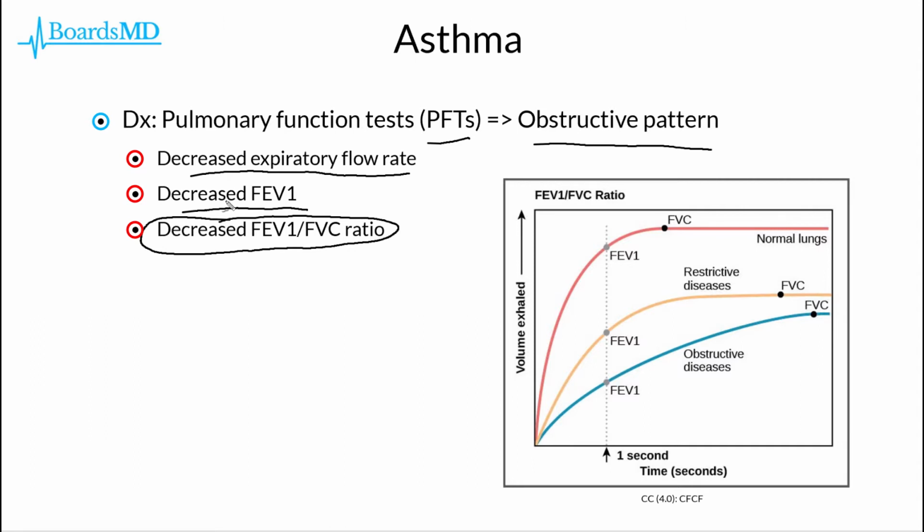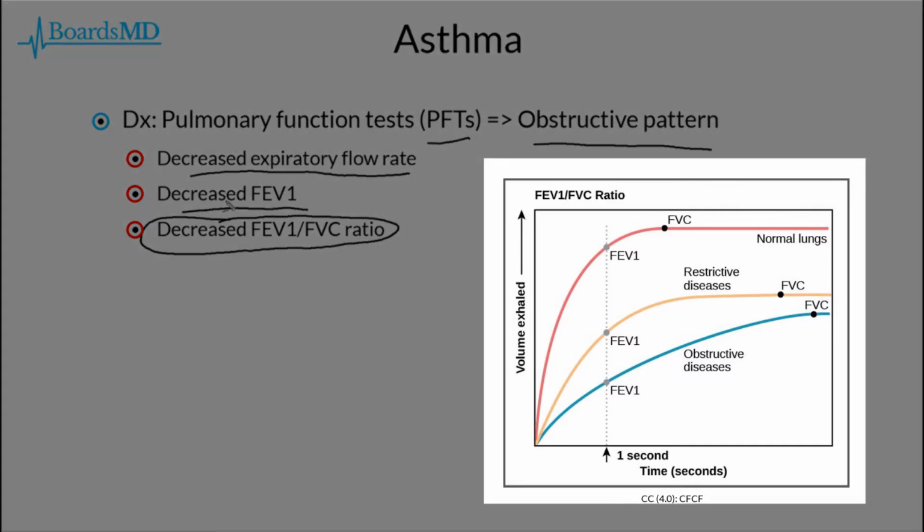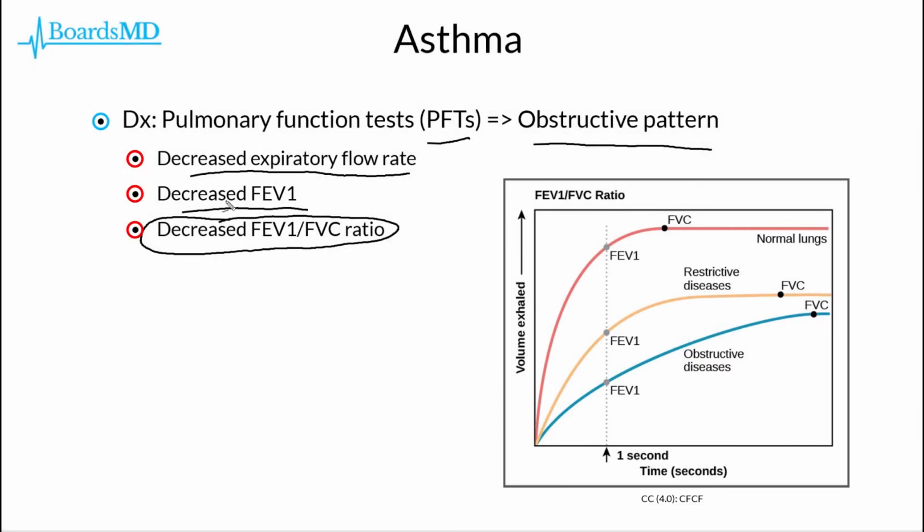And this can be further appreciated in our schematic on the right-hand side of the presentation, where we can see the patient's volume exhaled compared against time. And as we can clearly see, the FEV1 in the case of obstructive diseases is significantly decreased compared to our normal patients or restrictive disease counterparts.